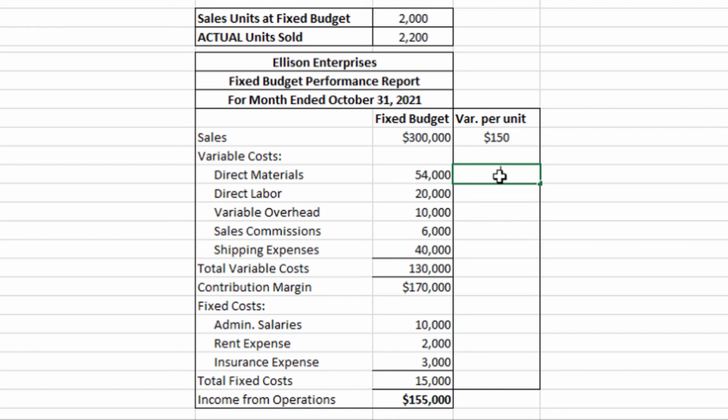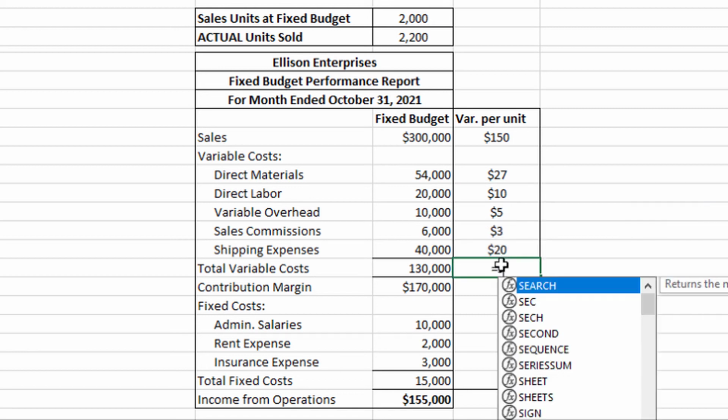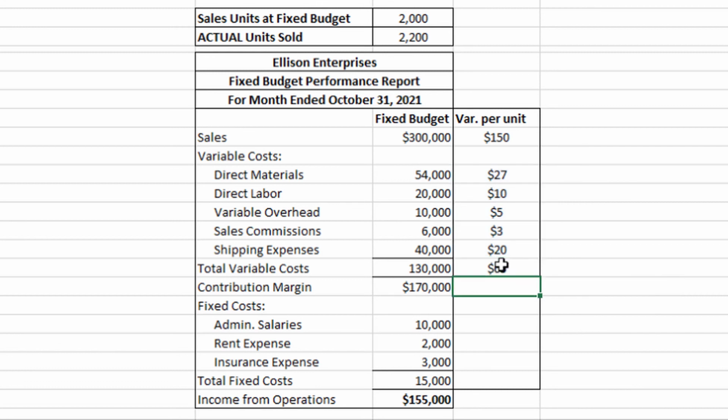For direct materials, we have 54,000 divided by 2,000, which equals $27 per unit. For direct labor, we have 20,000 divided by 2,000, which equals $10. Hopefully you can see the pattern here. When we take the remaining variable costs and divide each of them by 2,000, we get $5 of variable overhead per unit, $3 in sales commissions per unit, and $20 in shipping expenses per unit. Adding up all of the per unit variable costs with the sum function here, we get $65.